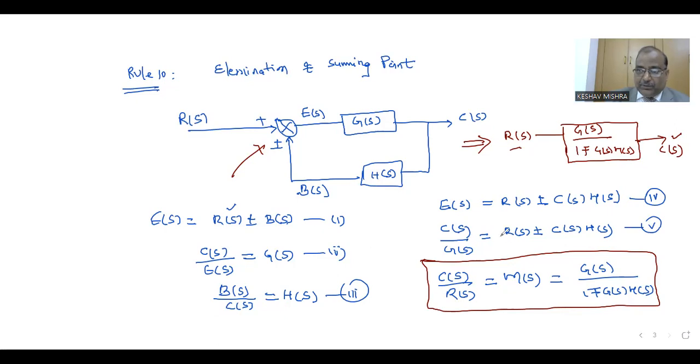This is very simple to calculate. This is simple manipulation. C(s) upon R(s) we have to find. So R(s) can be taken as common. So this is 1 plus or minus. In this way we can calculate. So C(s) upon R(s) we have to consider. So move this here, so the sign will be reversed. So this plus or minus will become minus or plus.